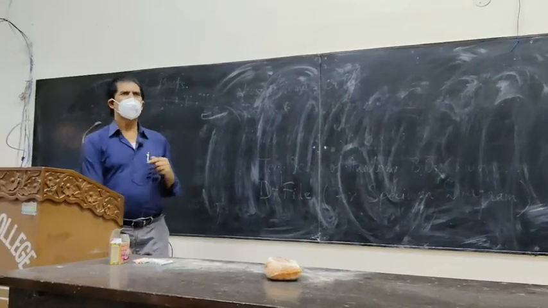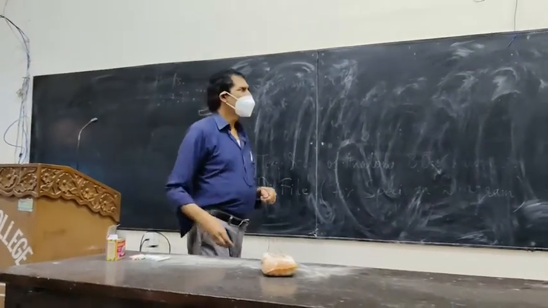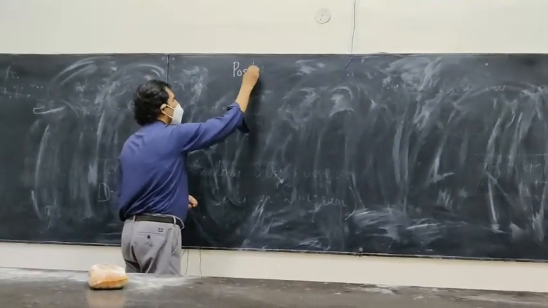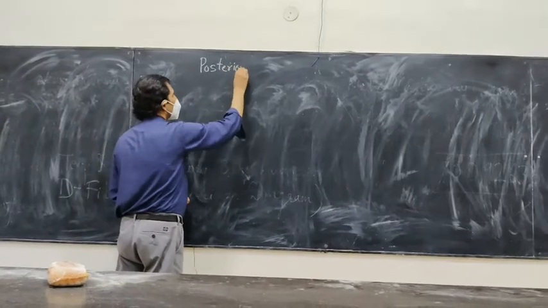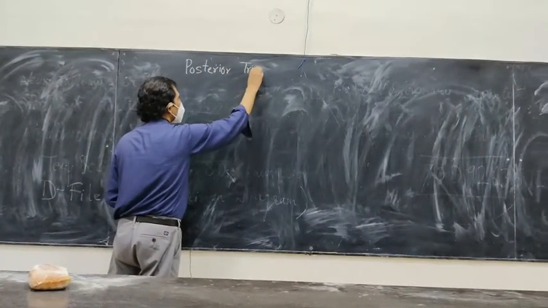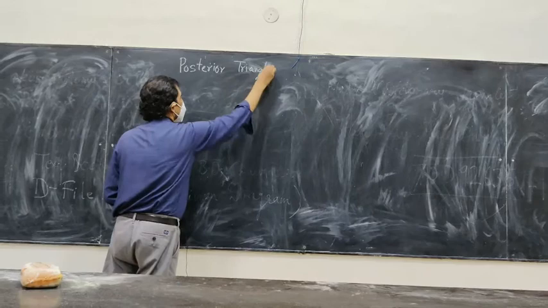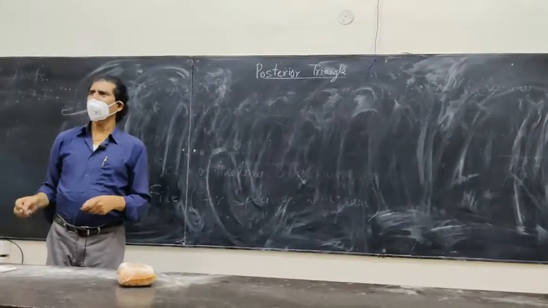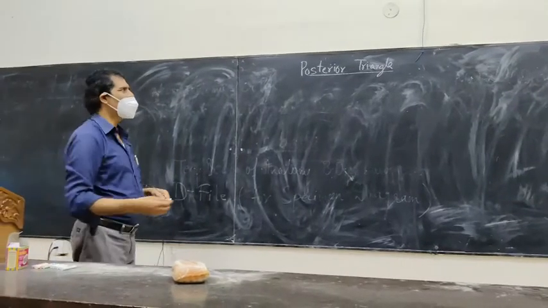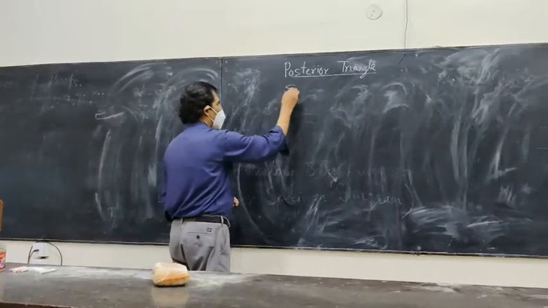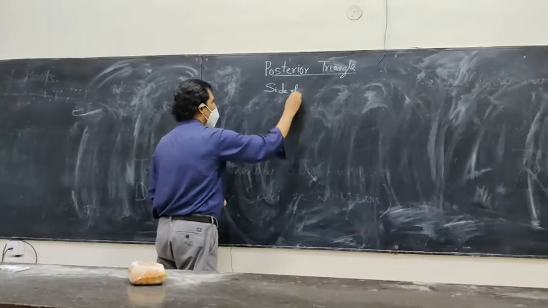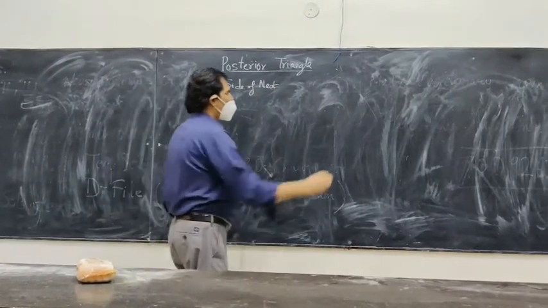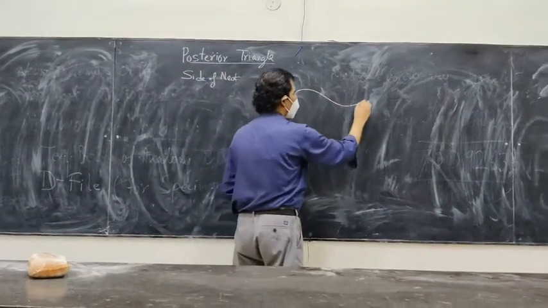Switching on to the section of the neck, and we will take the posterior triangle. The posterior triangle of the neck is not actually posterior, but it is also called the side of the neck. So it is situated like this.